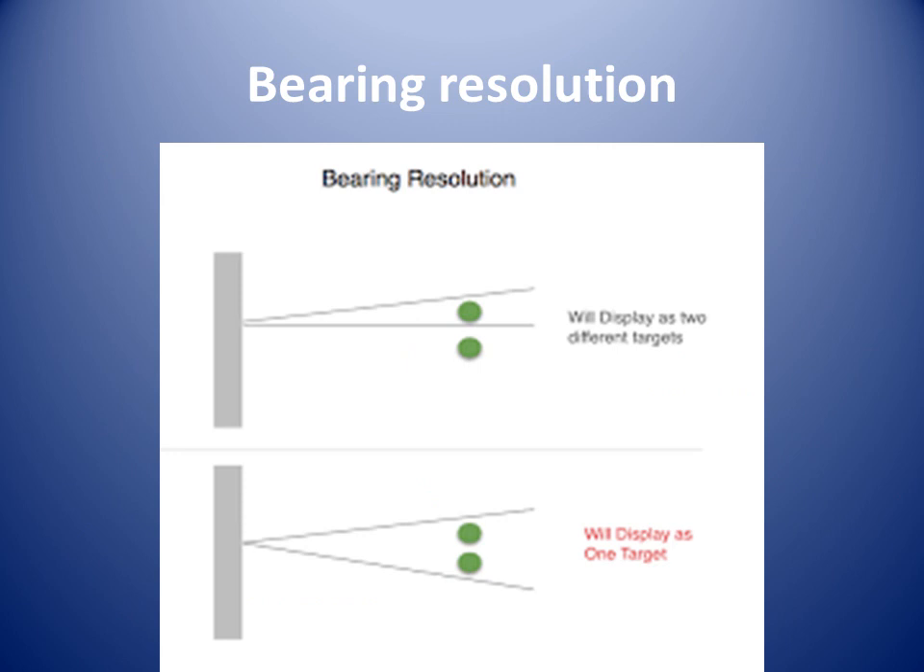We are going to be using radar bearings for position lines. Bearing resolution is a measure of the capability of the radar to display as separate targets the echoes received from two targets that are at the same range and close together. The principal factor affecting bearing resolution is horizontal beam width. The narrower the horizontal beam width, the better the bearing resolution.